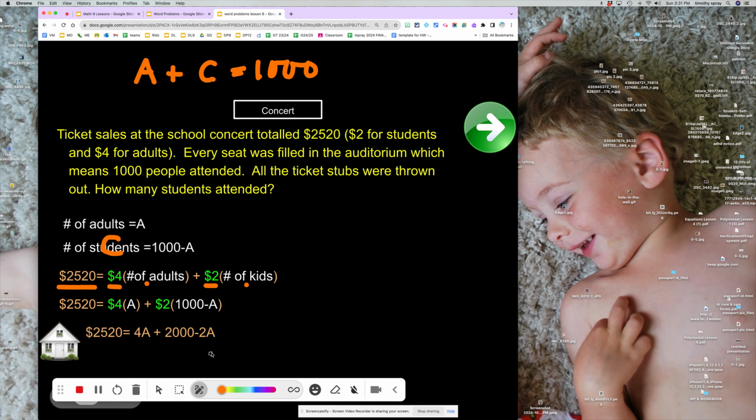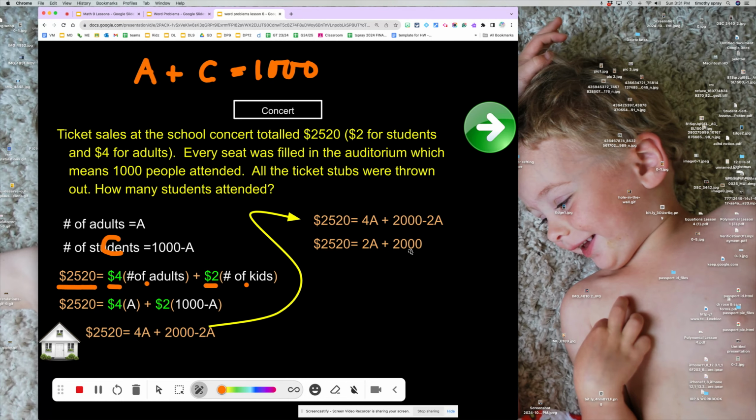And from here, I think you can finish it from here. So we're going to collect like terms, which we're going to do up here. So those will come together. Then we're going to subtract 2,000 from both sides. Then we're going to divide by 2. And then the moment of truth. What the heck does A equals 260? Is that a dollar amount?